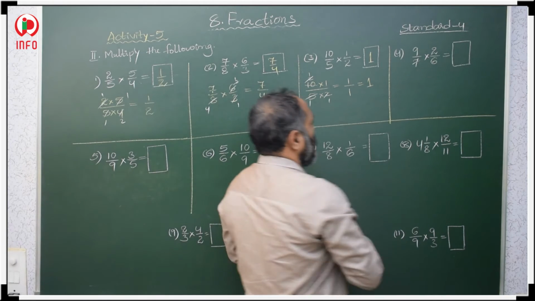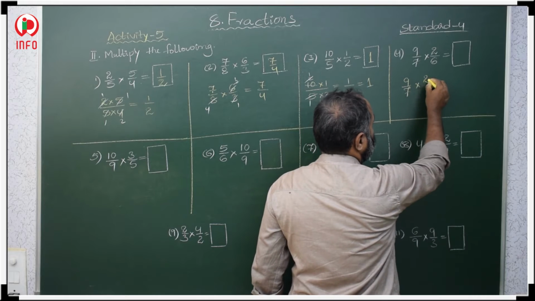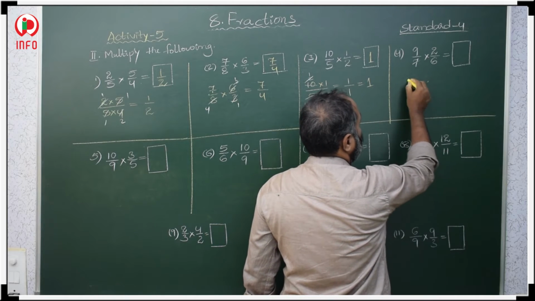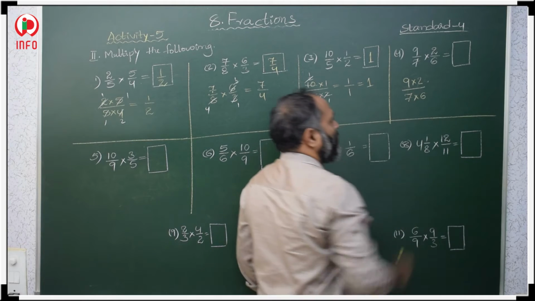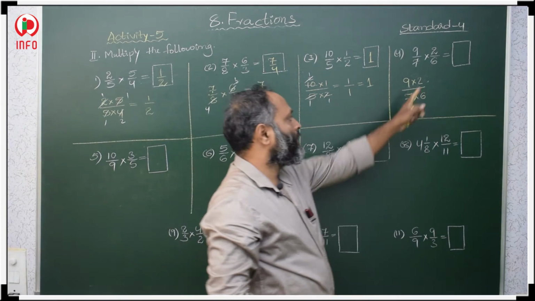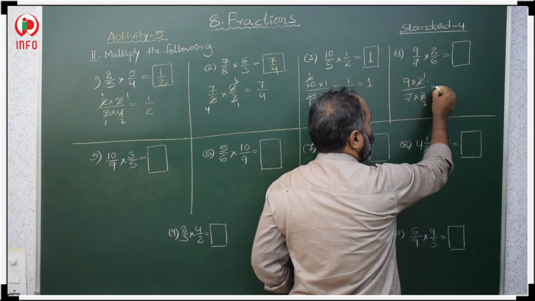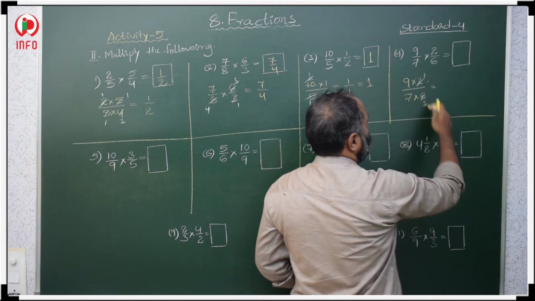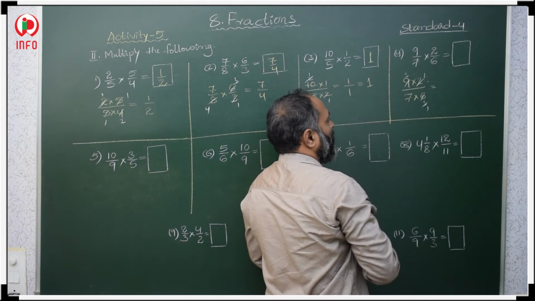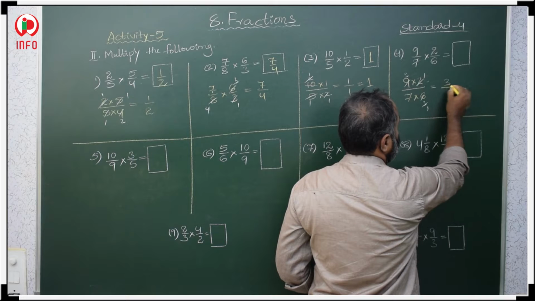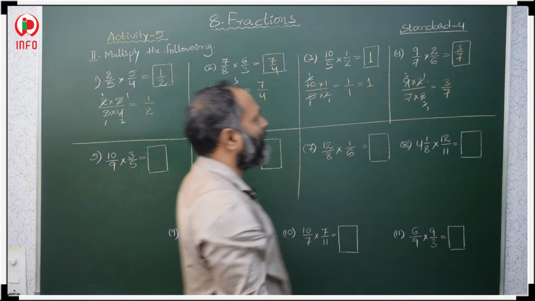Then numerator with numerator, 9 by 7 into 2 by 6. 9 into 2, numerator with numerator and denominator with denominator. These two have common factor 2: 2 ones are 2, 2 threes are 6. Then 9, these two have common factor 3: 3 ones are 3, 3 threes are 9. Now in the numerator 3 ones are 3, 7 ones are 7, 3 by 7.